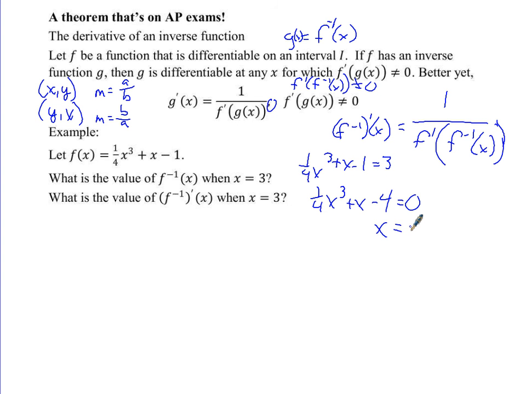What is it? X equals 2. So yes, we took this equation right here and solved it for x by graphing it. I don't know what the graph looks like, but it crosses the x-axis at 2. So therefore, when x is 2, this equation is true, which means that 2 is my answer. What is the value of f inverse of x when x equals 3? It's 2.